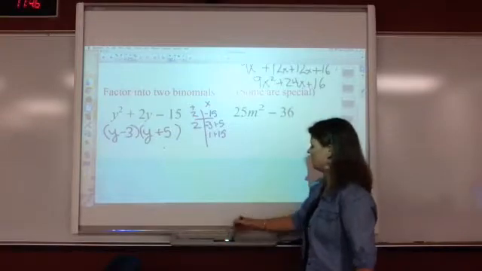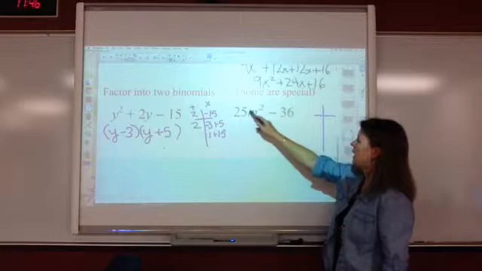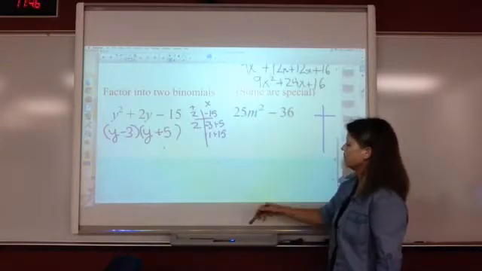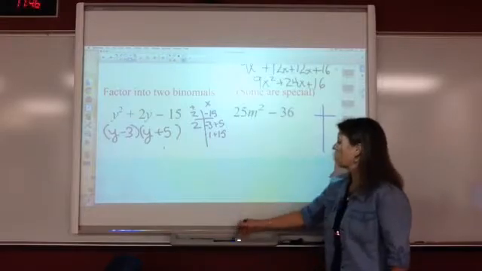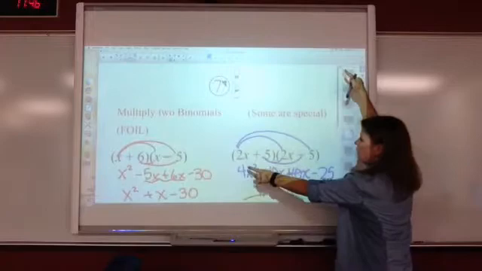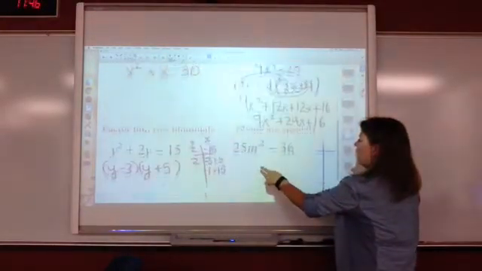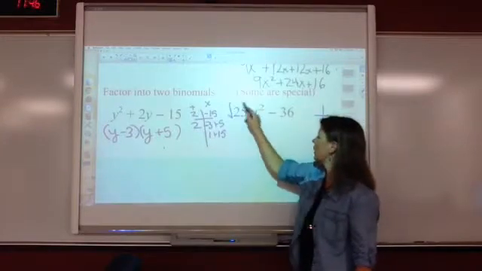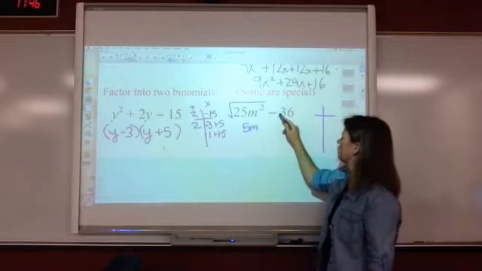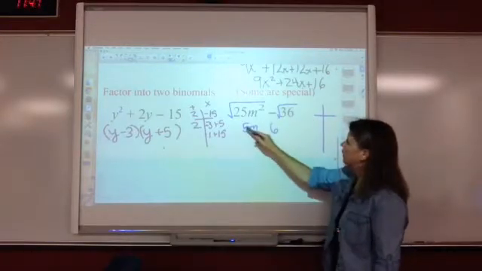Over here, you can't make that chart. It doesn't work because you have a coefficient a, or your coefficient in front of m squared is a number other than 1. So when we work special polynomials, we go back to what happened up here. It was 2x times itself to get 4x squared. How do I do that here? Square root, you get 5m. Square root, you get 6.